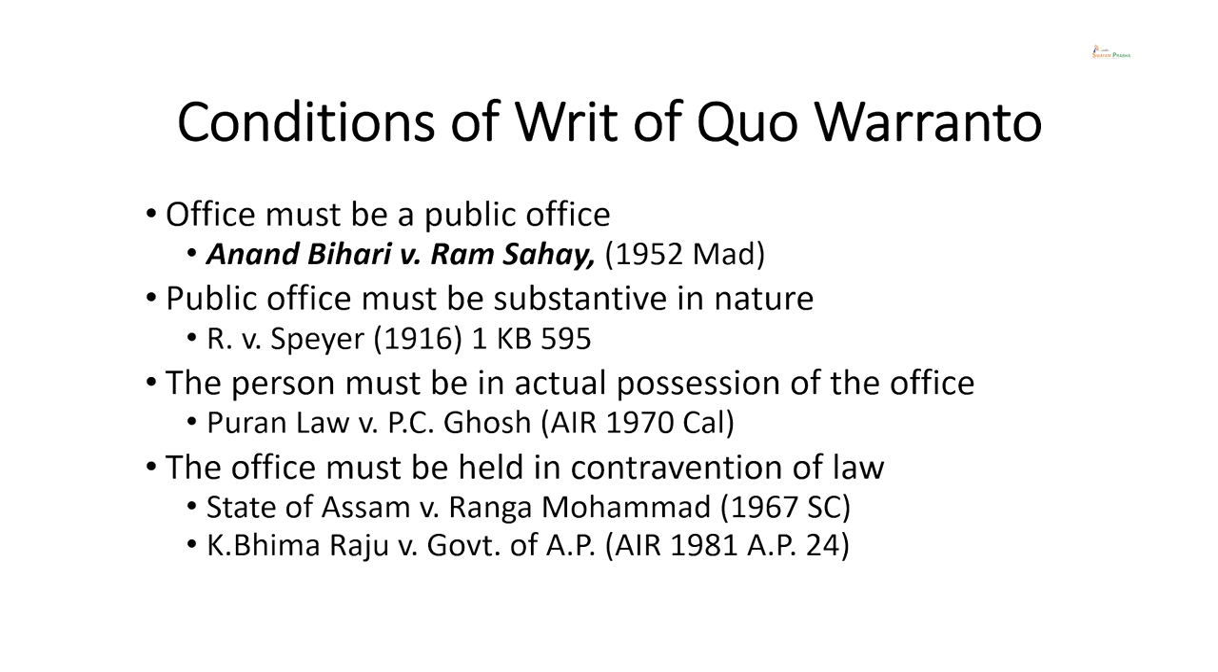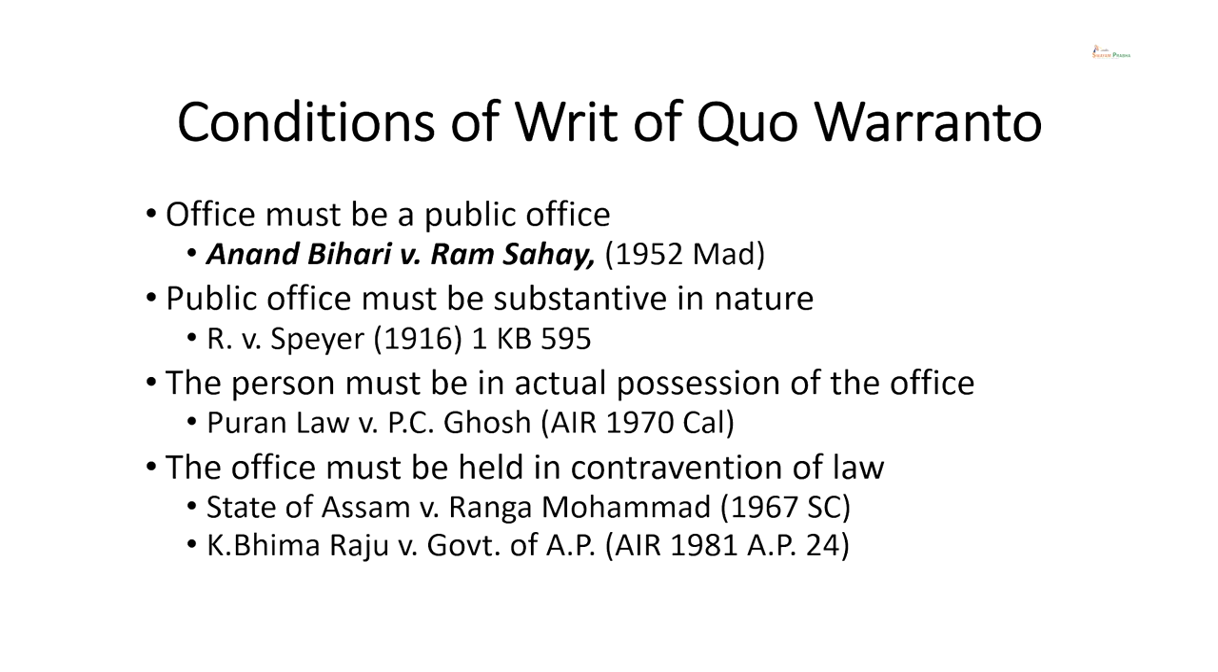The third condition is that the person must be in actual possession of office. The writ of quo warranto is issued only against those persons who are in actual possession of the office. For example, if some appointments are made to a public office, the selection committee has been conducted, the results have been declared, and the list of selected candidates has been displayed, but the selected person did not join the office yet, at this stage the writ of quo warranto cannot be issued, because the person must be in actual possession of the office. Until and unless he joins the office and takes charge, the writ of quo warranto does not lie.